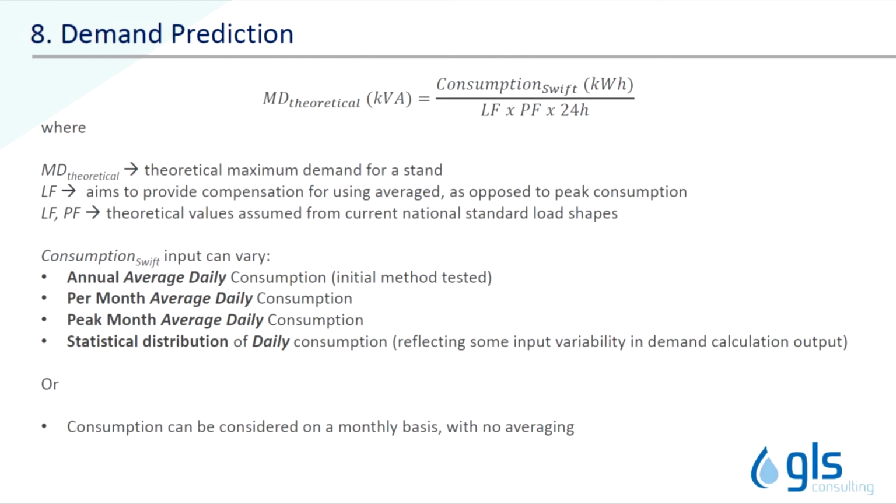So the consumption input can vary. You can use your annual average daily consumption, which is the initial method that we tested. You can use your per month average daily consumption. Then you can use the average daily consumption of your peak month. Or the most useful one is that you can use a statistical distribution of your daily consumptions, so that you can reflect some input variability in your demand calculation output. Or you can also consider your consumption on a monthly basis with no averaging.